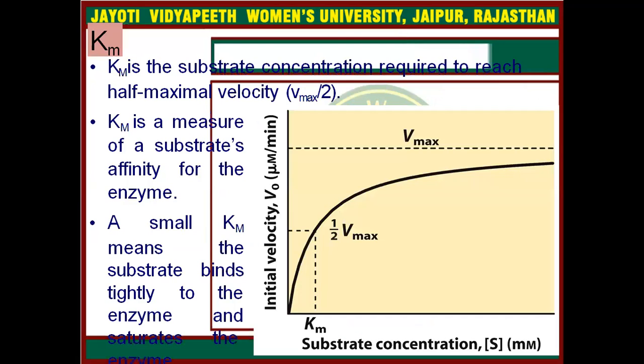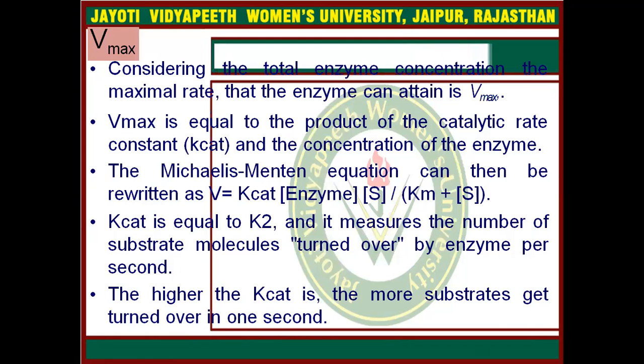What is Km? Km is the substrate concentration required to reach half-maximal velocity, which is Vmax/2. Km is a measure of a substrate's affinity for the enzyme. A small Km means the substrate binds tightly to the enzyme and saturates the enzyme. What is Vmax? Considering the total enzyme concentration, the maximal rate that the enzyme can attain is Vmax, and Vmax is equal to the product of the catalytic rate constant, Kcat, and the concentration of the enzyme. The Michaelis-Menten equation can then be rewritten as V = Kcat[E][S]/(Km + [S]).